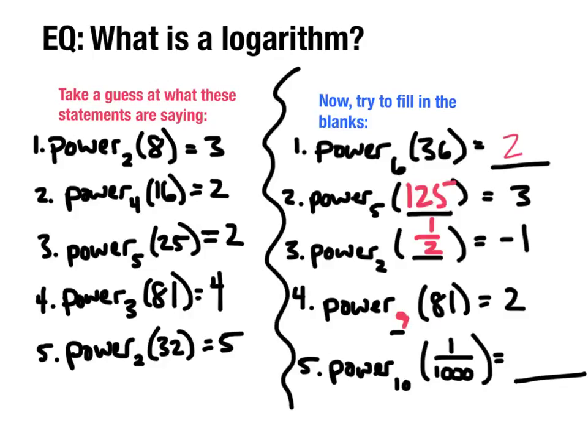Okay, now for this last one we use the same rule. Like, see how this 2 became a half? Well, how do we make 10 into 1,000? 10 to what power equals 1,000? 10 to the third equals 1,000. So 10 to the negative third will equal 1 over 1,000.